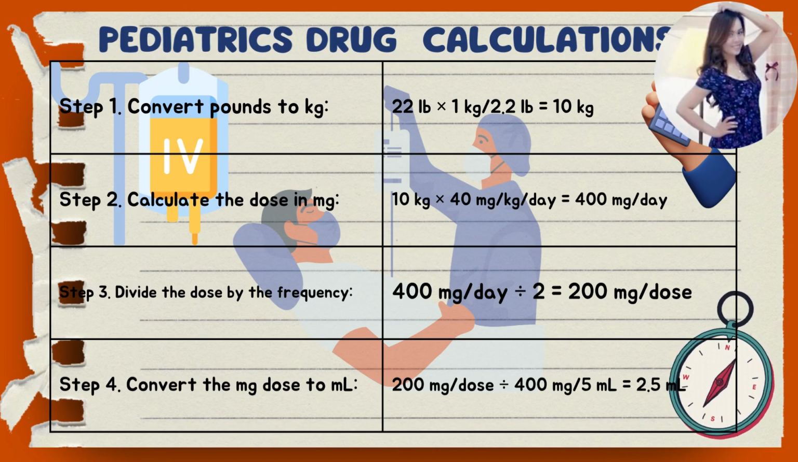Step 3. Divide the dose by the frequency. 400 milligram per day divided by two doses equals 200 milligram per dose. Step 4. Convert the milligram dose to ml. So 200 milligram per dose divided by 400 milligram per 5 ml, the stock on hand of the suspension. The answer is 2.5 ml. So you will give the child 2.5 ml of the drug.